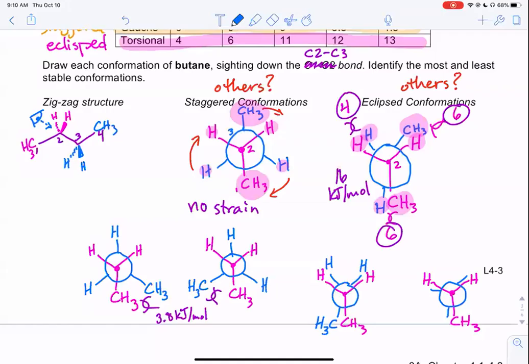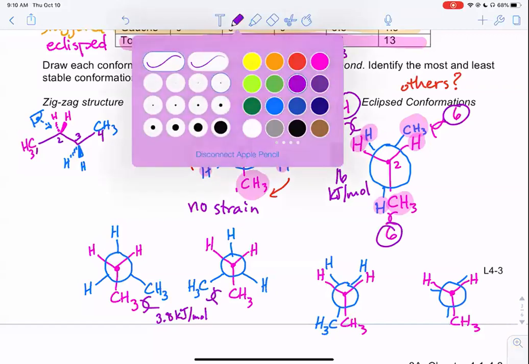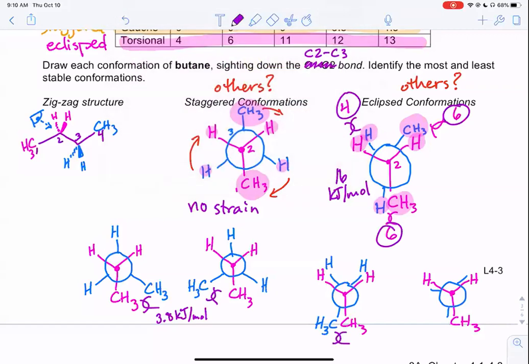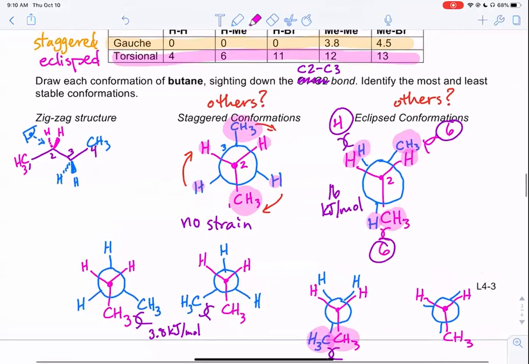The reason I know that this is going to be the least stable conformation is because we have the biggest groups that are right next to each other. So I can highlight these guys are bumping into each other. That is bad for business.